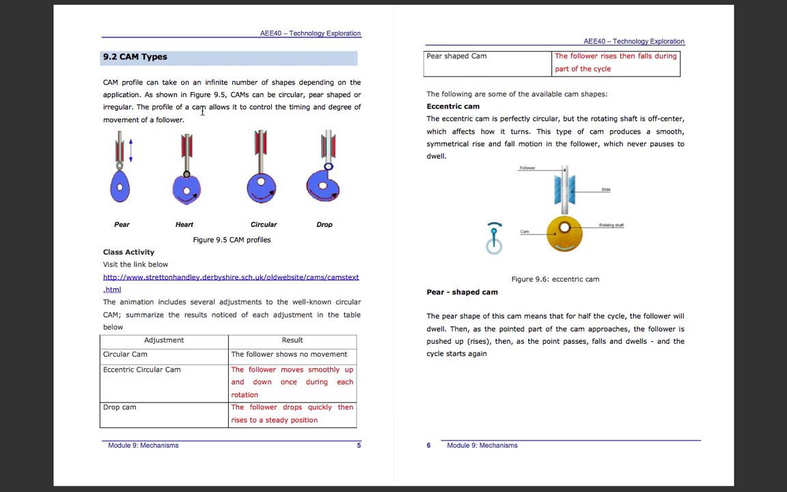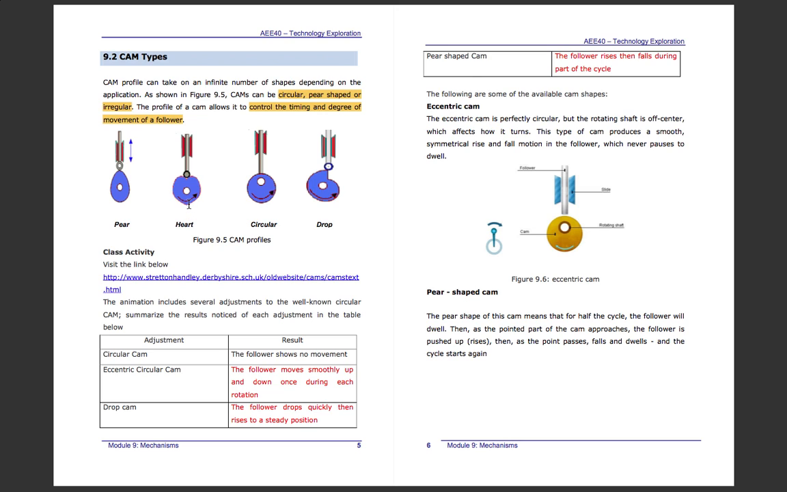What are cam types? Here are the following cam types. They can be circular, pear-shaped, or irregular. Which of these cams you use depends on how you want to control the time and the degree of movement of the follower. For example, we saw the pear-shaped cam. When the follower is at the pointed end, it moves up. And then as it leaves the pointed end, it will come down. Then it stays the same for around half of the cycle.